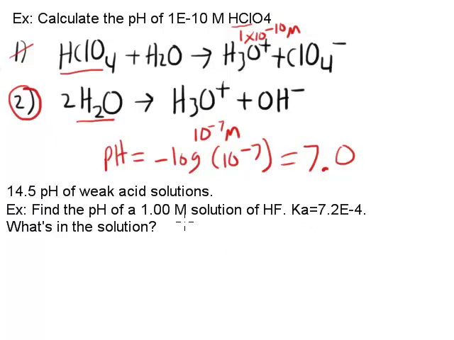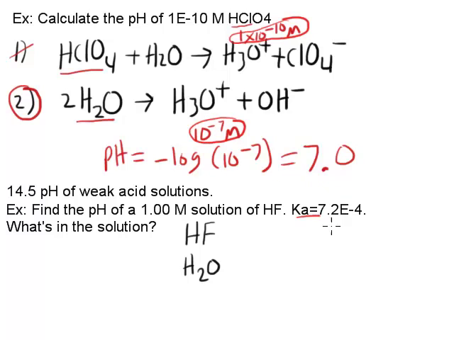So mostly in the solution is HF, which separates a little bit into H+, and H2O, which separates a little bit into H+. So we want to know which one is a bigger source, or do we have to add both of them together? So just like we did in the previous example, we're going to compare them. In the previous example, we had concentrations. We had 1 times 10 to the negative 10th molar versus 10 to the negative 7th molar.